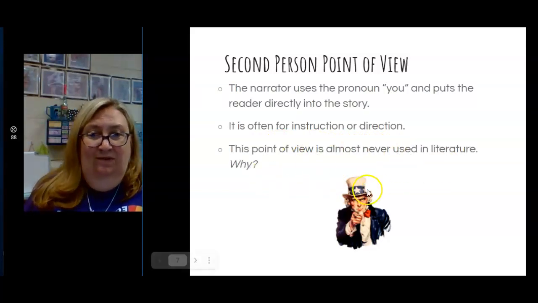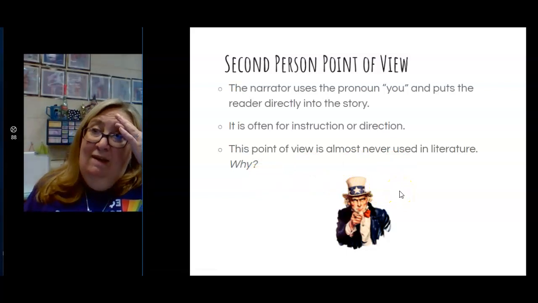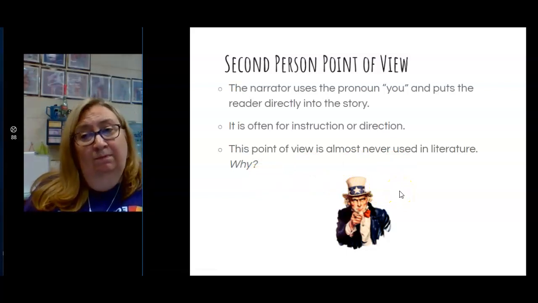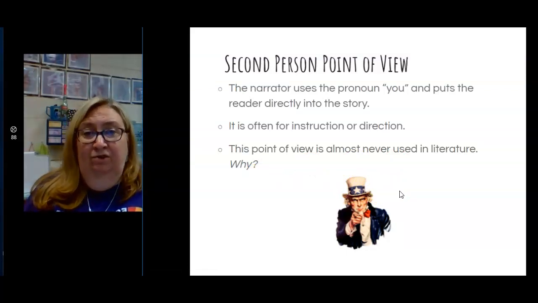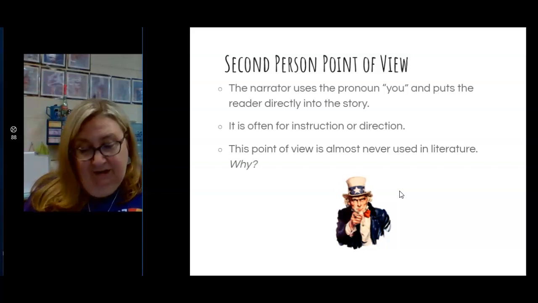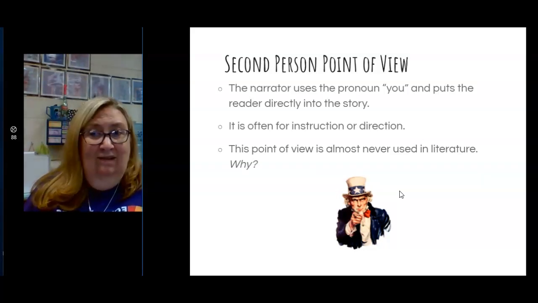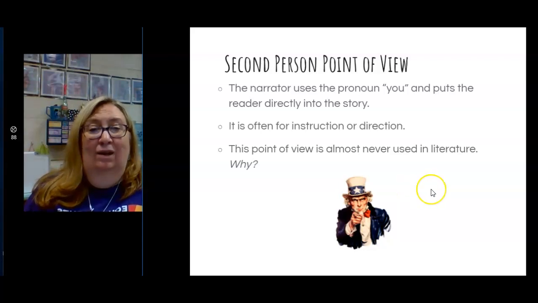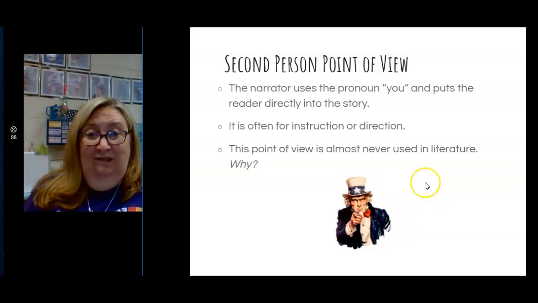It's almost never used in literature. The only time I can think of that it's really well used for literature is choose your own adventure books, where the reader is brought into the story and gets to make the decision about what happens next. And I don't even know if we have any of those around here anymore.